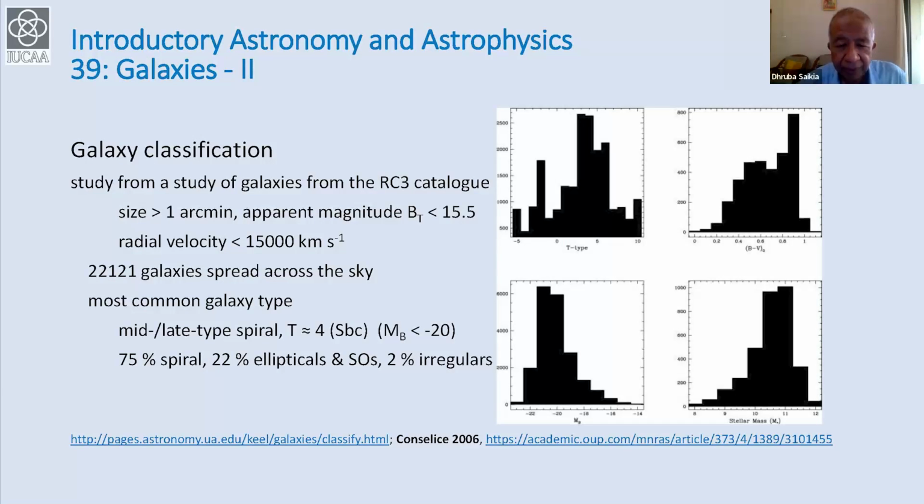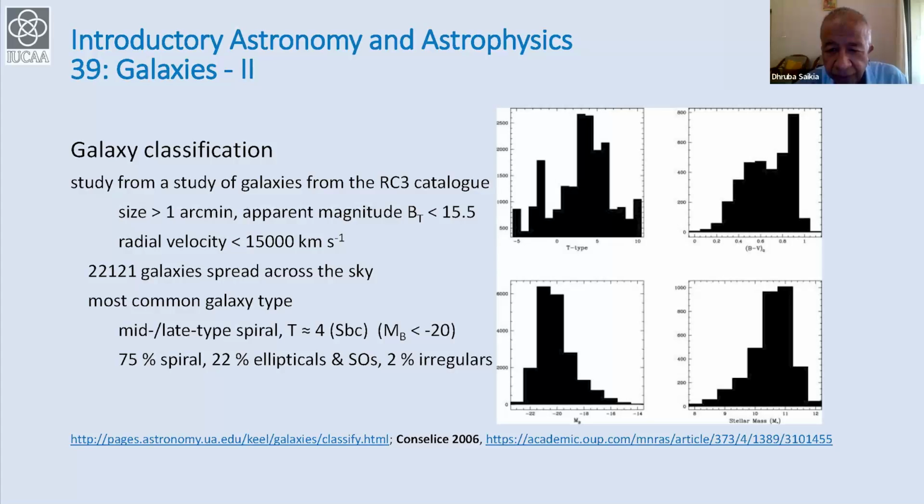Now, you remember the T-type, which has been plotted over here, -5 to 10. So what does this show you? That about T of the order of 4, which is over here, seem to be the most common ones, SBc. -5 are the ellipticals over here, then around here are the S0s, then over here the spirals. So in this nearby universe, 75% of them are spirals, 22% are ellipticals, and 2% are irregulars.